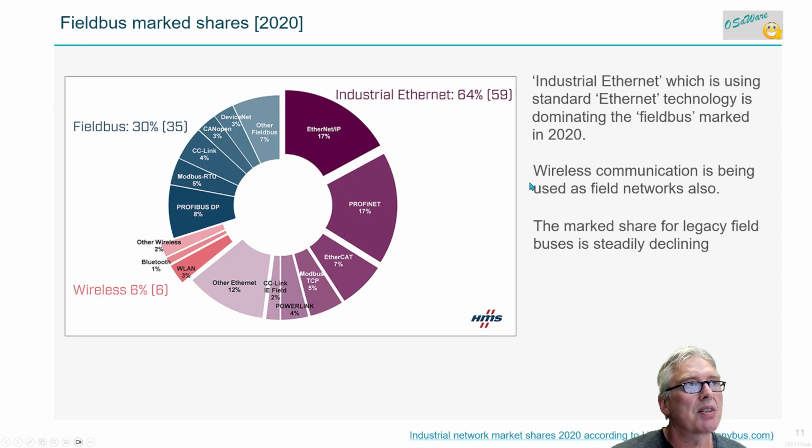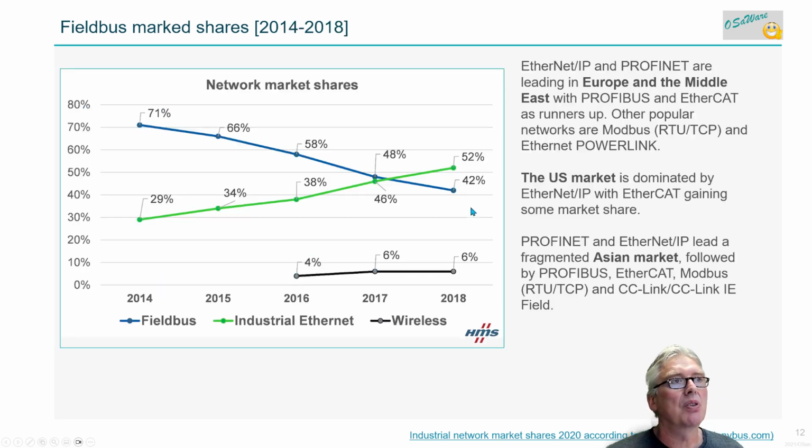Here's the market share from 2020. What you can see is field buses, then industrial Ethernet that's prevailing here, and wireless is also growing. This has changed till 2024. The market share here is industrial Ethernet and field bus, and wireless is kind of down there. This is from HMS Networks. I don't know if they have a newer report than this, but this is from 2018. I think it just illustrates how it's going.